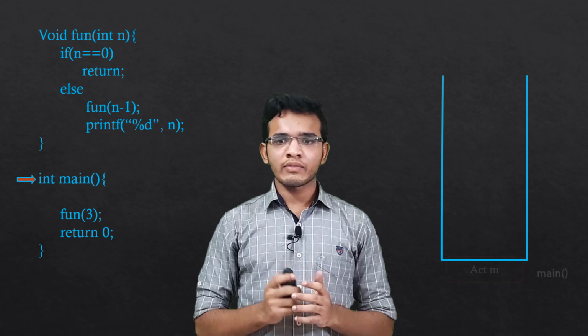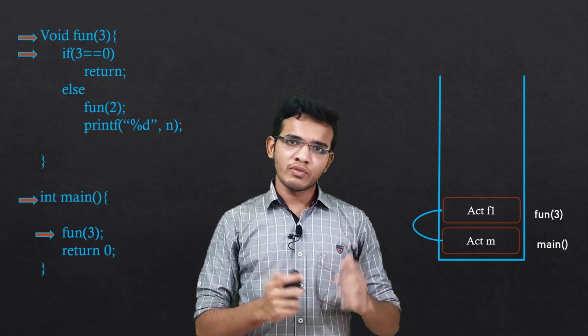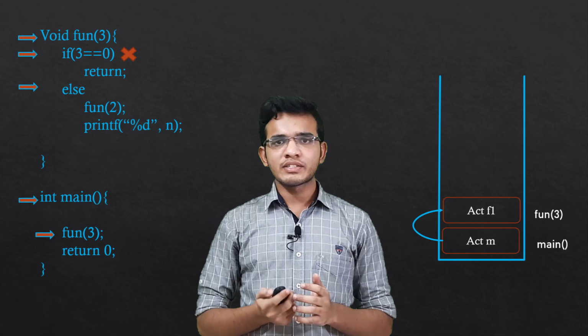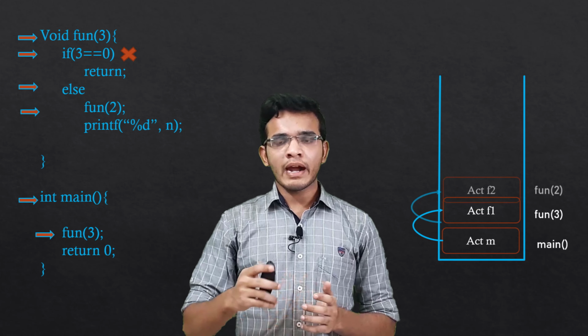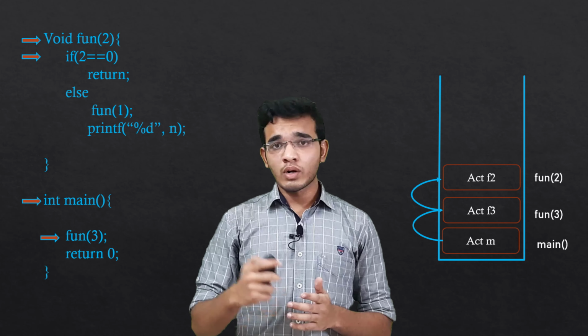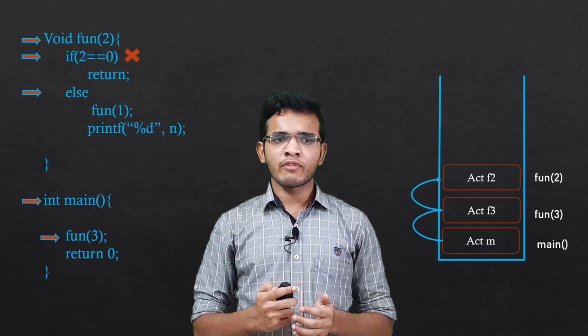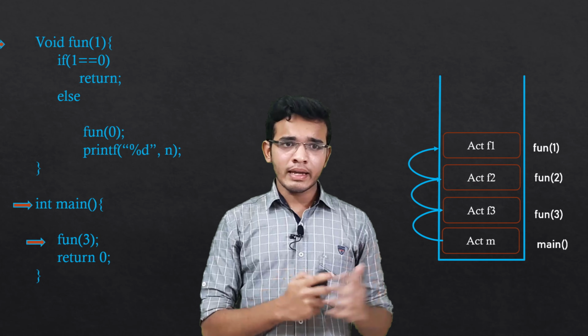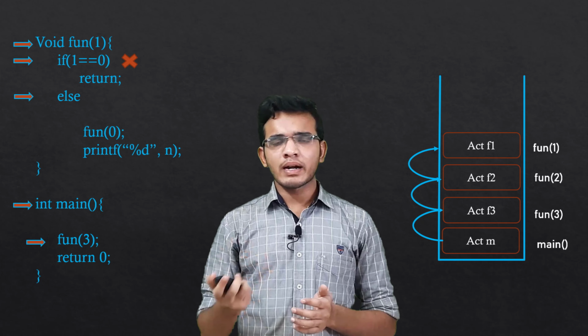Let's consider a stack. The activation record of main gets pushed onto the stack. Fun of 3 gets into that stack. Fun of 3 gets executed. If 3 is equal to 0, which is false, the else statement gets executed, and fun of 2 gets called. The activation record of fun of 2 gets pushed onto the stack. Fun of 2 gets analyzed here. 2 is equal to 0, which is false. The else part gets executed, and fun of 1 is called. Fun of 1 is called, and if 1 is equal to 0, which is false, the else part gets executed.